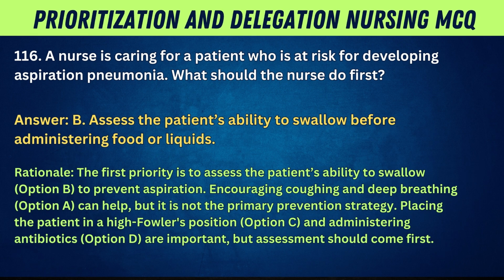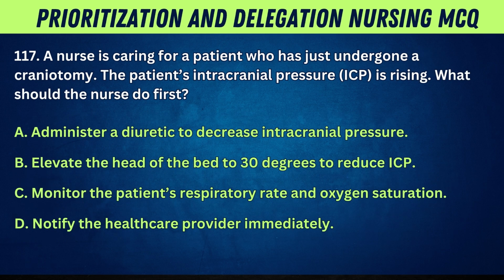Answer. B. Assess the patient's ability to swallow before administering food or liquids. Rationale. The first priority is to assess the patient's ability to swallow, option B, to prevent aspiration. Encouraging coughing and deep breathing, option A, can help, but it is not the primary prevention strategy. Placing the patient in a high Fowler's position, option C, and administering antibiotics, option D, are important, but assessment should come first.